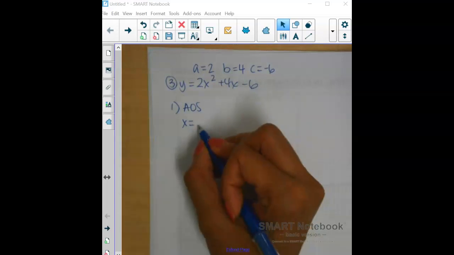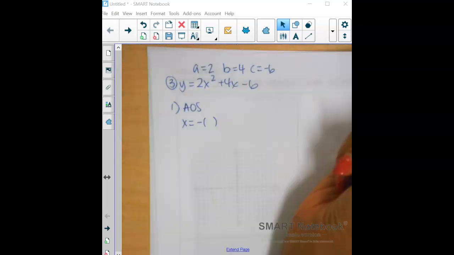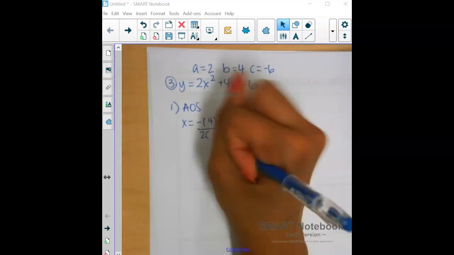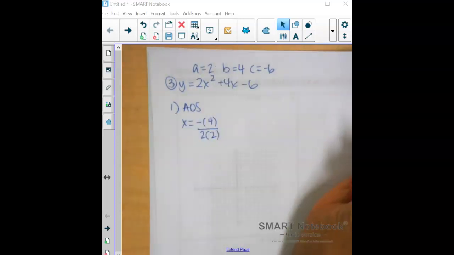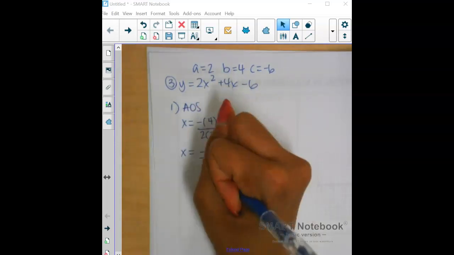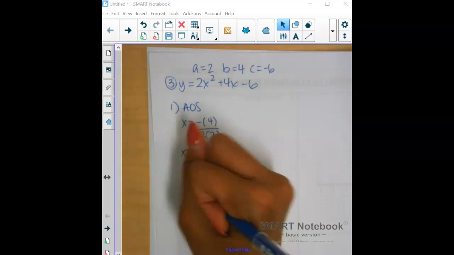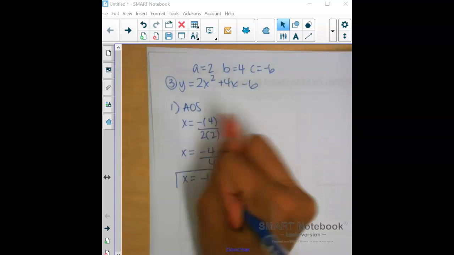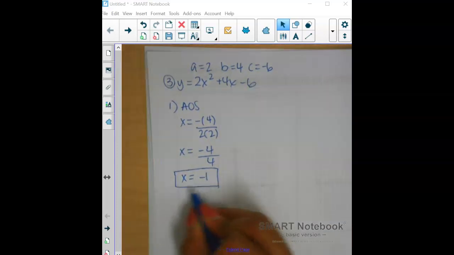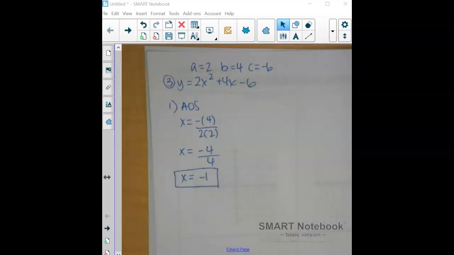Okay, the axis of symmetry formula is negative B, which in this case is 4, over 2 times A, which in this problem is 2. All right, let me simplify. So that'll be negative 4 over 4. And negative 4 divided by 4 is just negative 1. Remember, axis of symmetry, guys, is an equation. So make sure you leave it as an equation when you box it. Don't forget that equal sign.